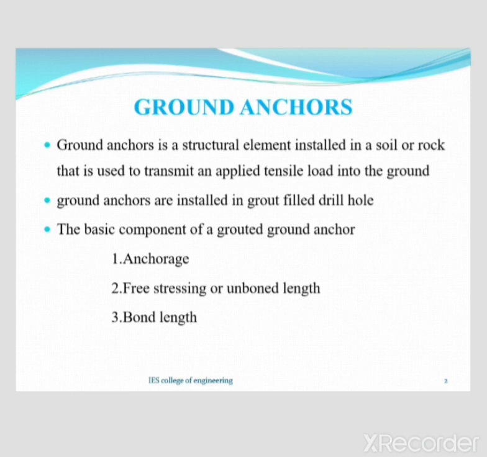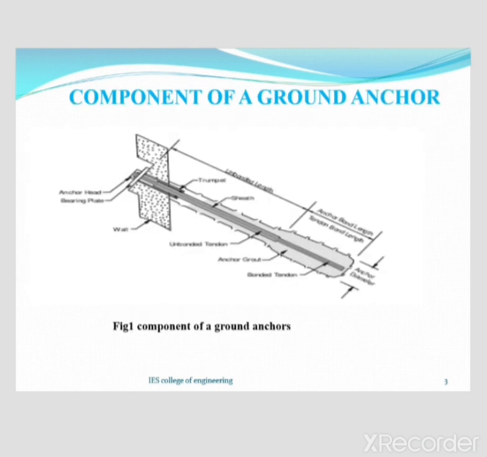Ground anchors are installed in a grout-filled drilling hole. The basic components of a grouted ground anchor are the anchorage, the free stressing or unbonded length, and the bond length. The components of a ground anchor are shown in the figure. The anchorage is a combined system of the ground head and bearing plate, and it transmits the pre-stressing force from the pre-stressing steel to the ground surface or supported structure.